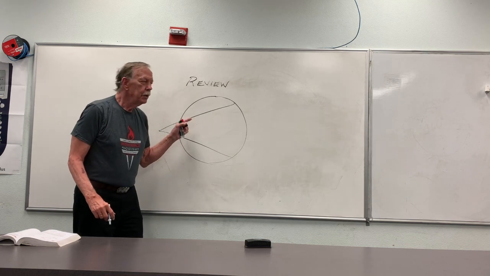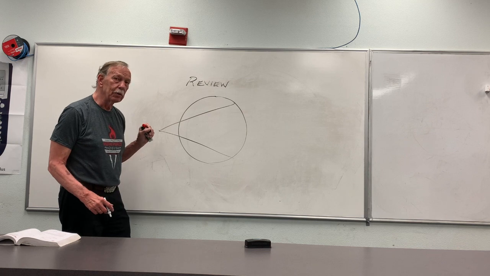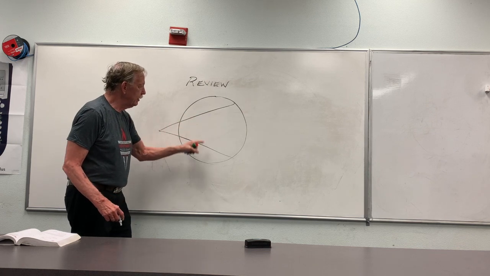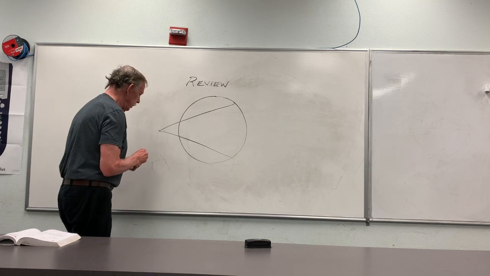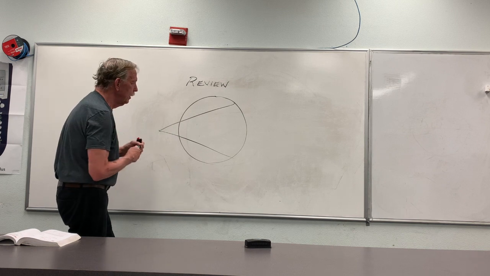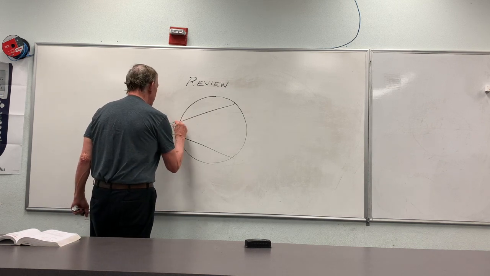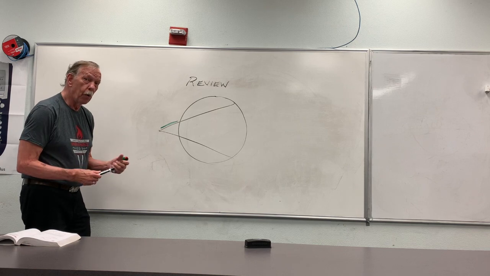In review, we have two secants that meet outside a circle, and we're looking to find the lengths of the pieces. The formula that we arrived at said multiply the little piece outside times the whole thing.